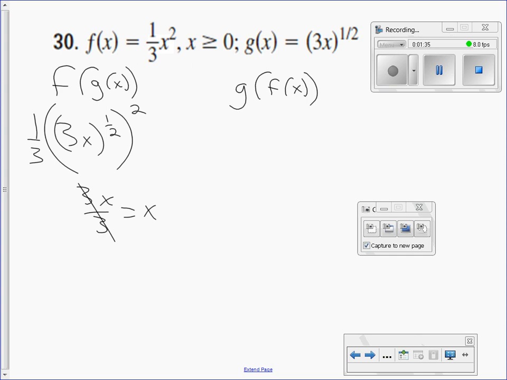Do the same thing, g of f of x. So I take the 1/3 x squared times 3 to the half power. What's 3 times a third? 1. So now I have the square root of x squared. What's the square root of x squared? x. Are those inverses of one another? And that's how you verify.